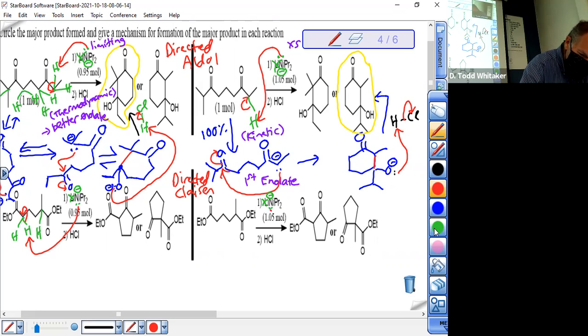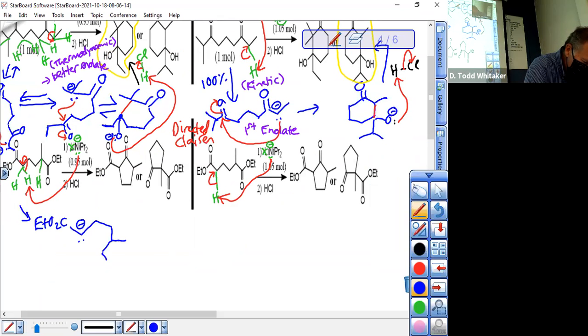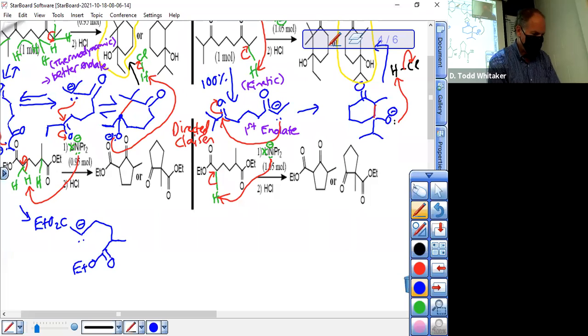I didn't even draw yet. Least hindered H, C minus. Goes to both of them. Oh, I gotta copy it. ETO2C goes to C minus. Goes to CH2 once, twice, 3 times with methyl. Comes to CO2 ET. I think that's it. 1, 2, 3, 4, 5. Yep.